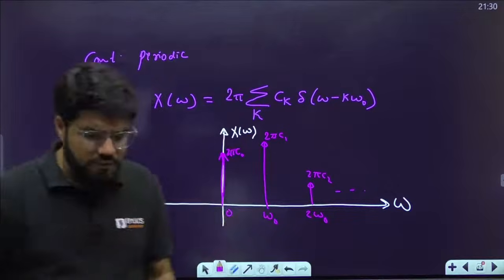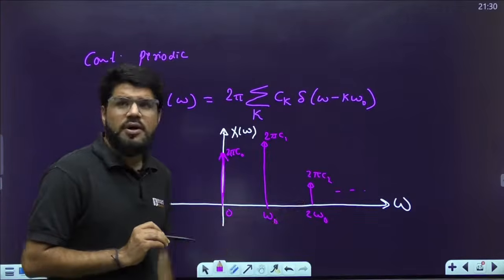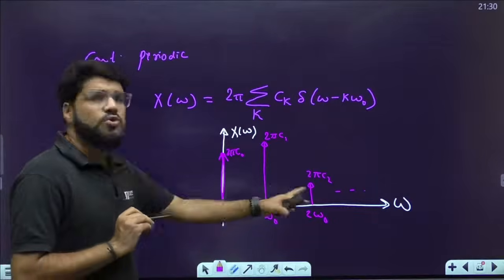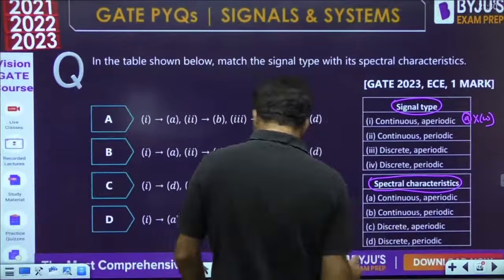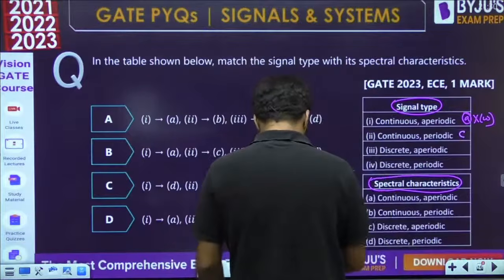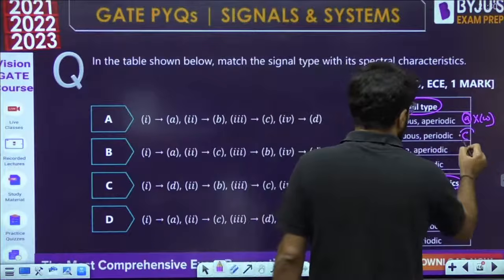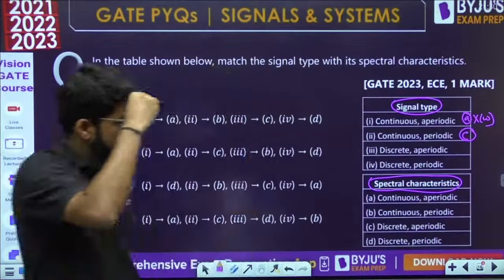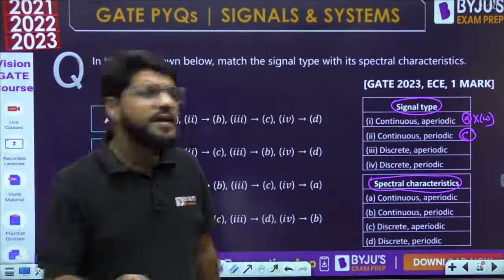So definitely, what is the Fourier transform? It is discrete. It is not continuous. But is it periodic? No, the values do not repeat. The values can be anything at random. So for this one, it should be discrete but aperiodic. C match होगा. Now for a discrete and aperiodic signal like xn, you calculate the DTFT.